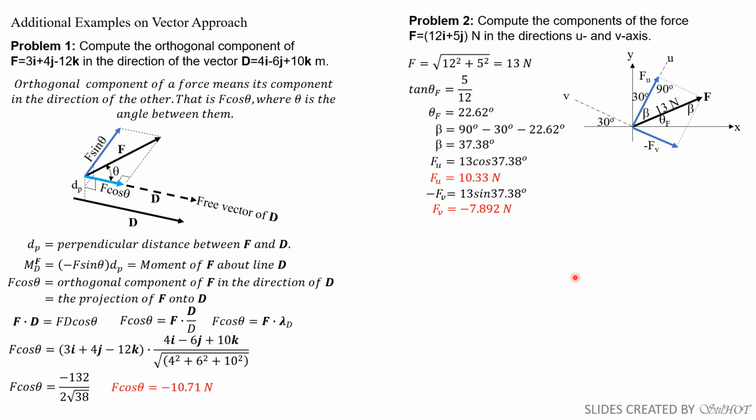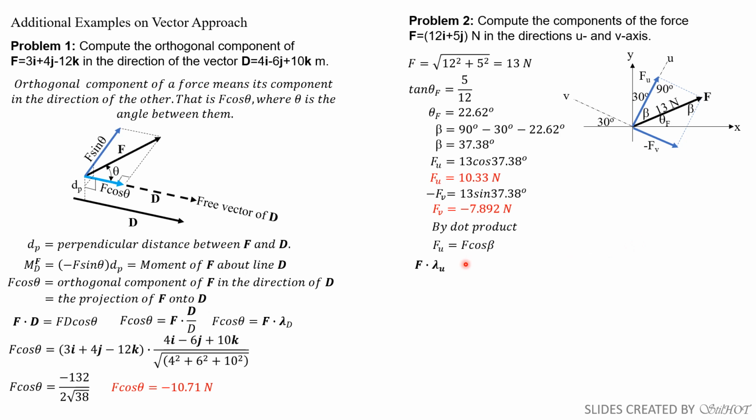Now, with regards to the dot product, we have to obtain the dot product of F and U, where the unit vector of U is, since this is 30 degrees, at an angle of 60 degrees with the positive x-axis. Therefore, the unit vector of U is cosine 60 I plus sine 60 J.